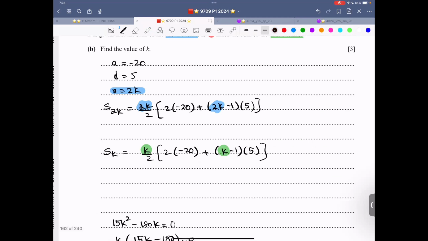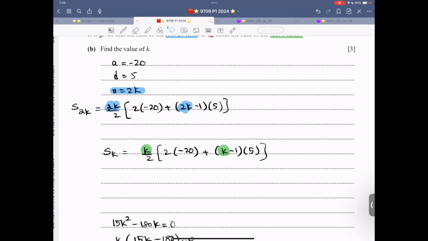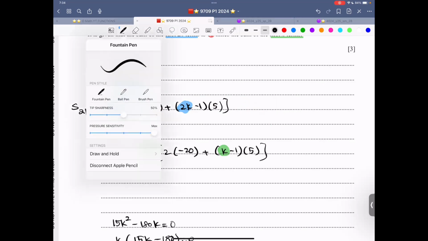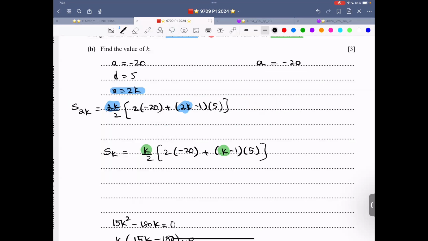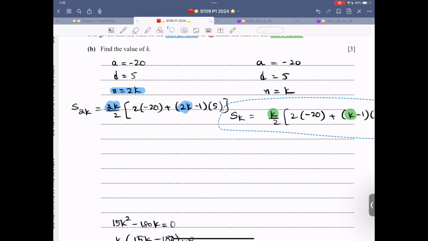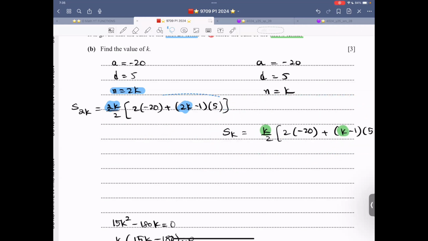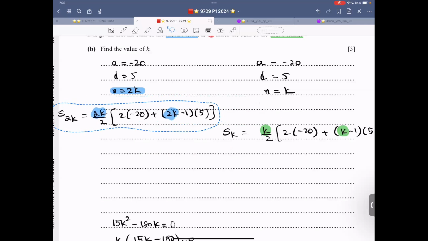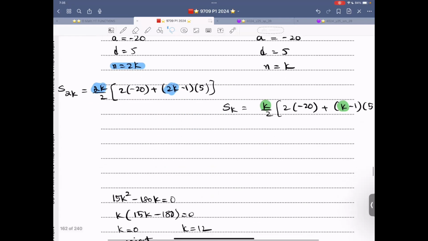So first of all, let me just highlight this thing. Let me just pick this thing, push a little bit to the side. Let me pick these 2 things. Let me copy it. And let me place it over here. For some reason, let me write it down instead of wasting time. So A is equals to negative 20, D is equals to 5, N is equals to K. And then this thing goes over there. So this thing goes over here. Okay. So I think that's how this thing is done.